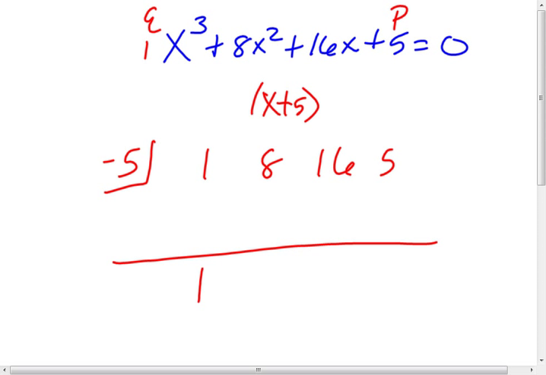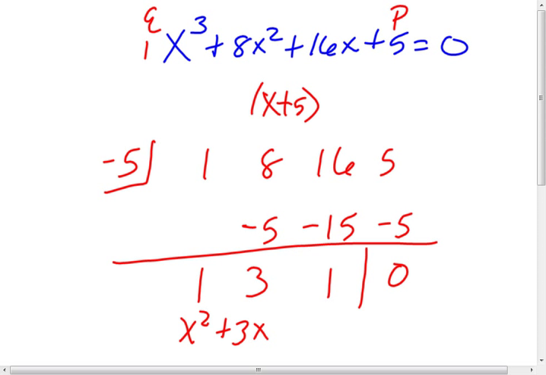So bring down your 1, that's -5. We know it's going to be a 0 at the end. It's +3, that would be a -15, so that would be a 1, and -5, and 0. So what we're looking for is that 1, 3, 1, that's our depressed polynomial. So that would be x squared plus 3x plus 1.